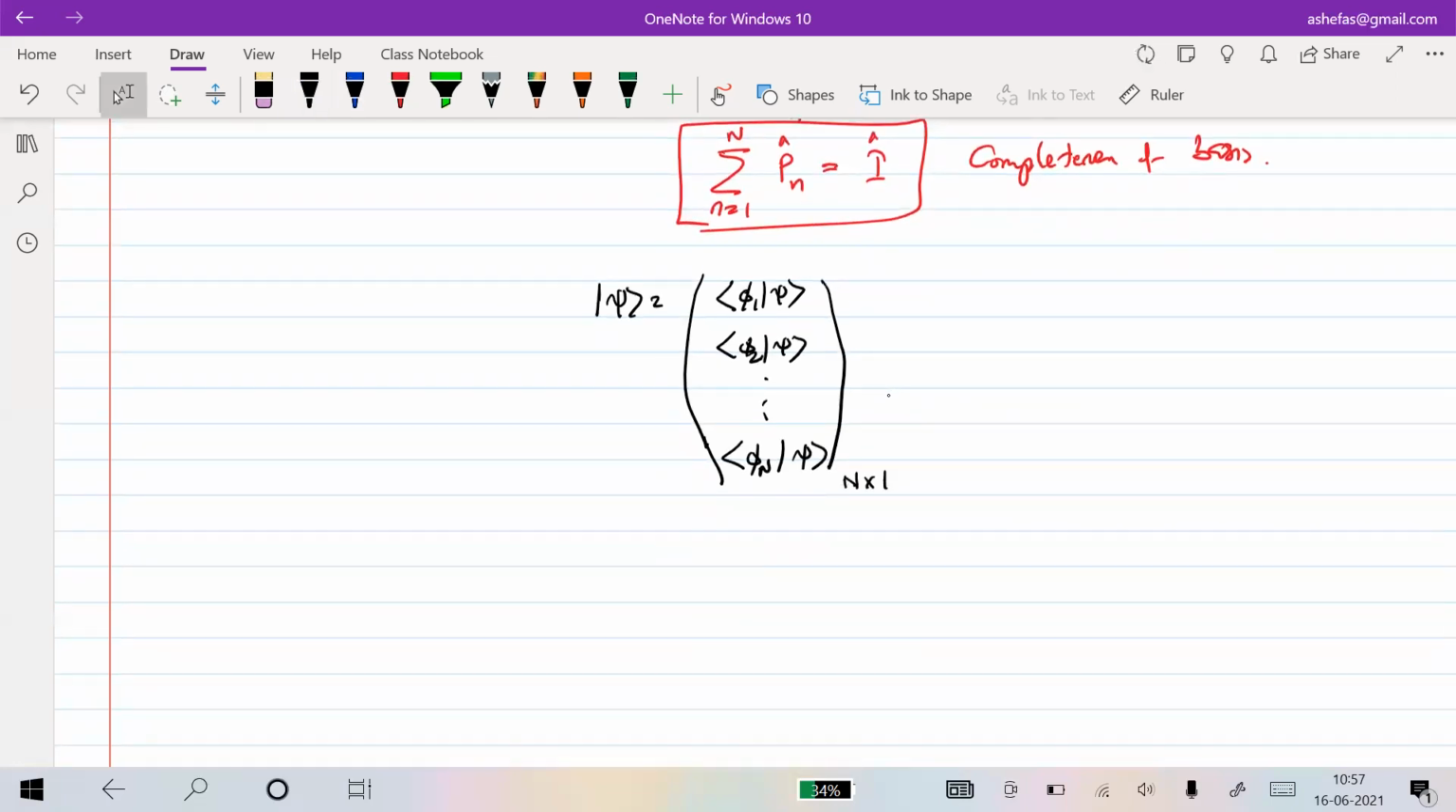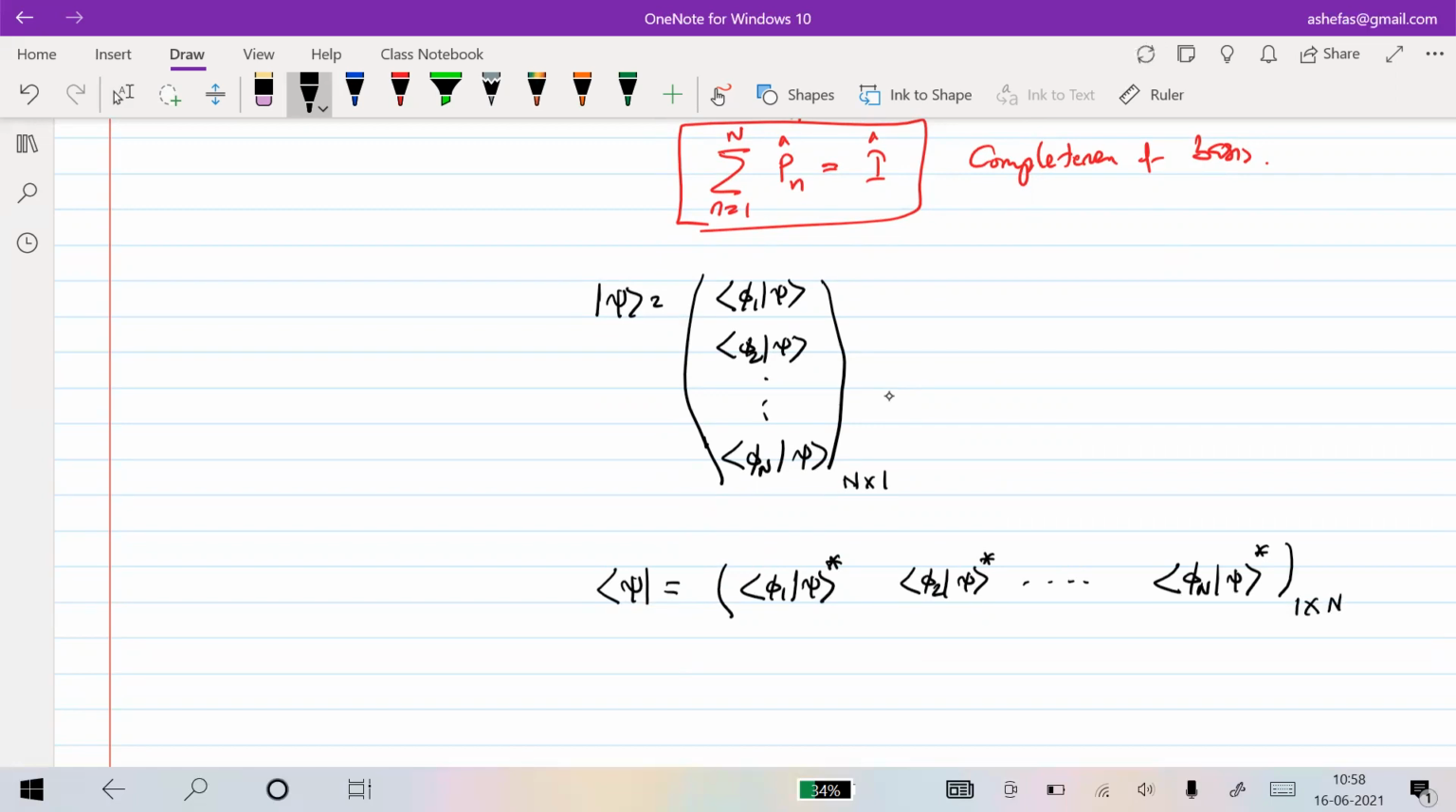Now, similarly, how can we represent the bra psi? Since it is the ket psi, the bra psi is the Hermitian conjugate of this. So this would become a row matrix. The first element would be ⟨phi 1|psi⟩ complex conjugate, ⟨phi 2|psi⟩ complex conjugate, etc., ⟨phi n|psi⟩ complex conjugate, and there is one row and n columns. So that will be a row matrix. This is the matrix representation of a vector of an n-dimensional vector space.